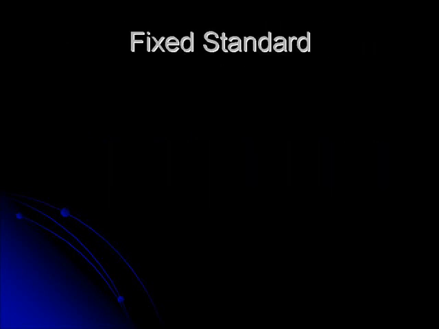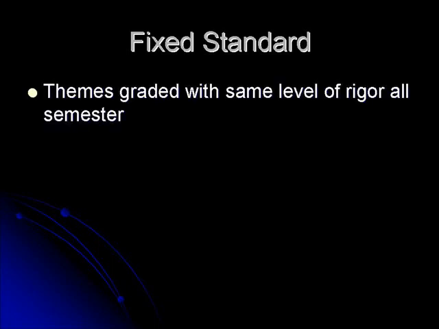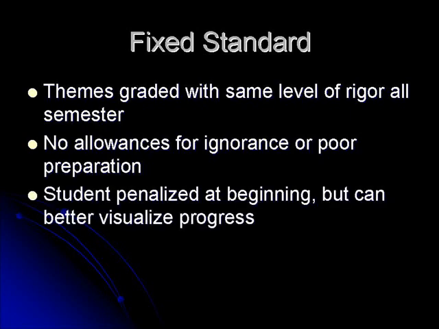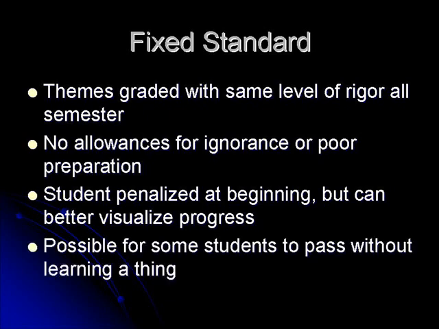The fixed standard method included themes graded with the same level of rigor all semester, no allowances for ignorance or poor preparation. The student was penalized at the beginning, but he could better visualize progress. But it was possible for some students to pass without learning a thing.